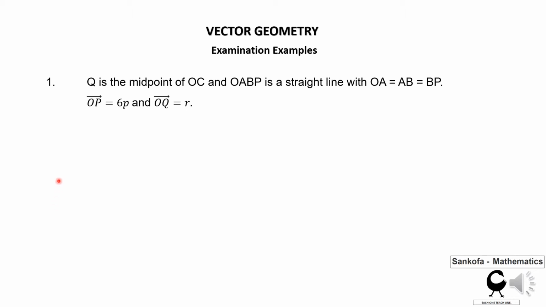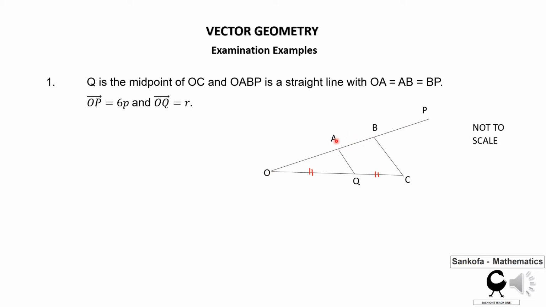They are saying that Q is the midpoint of this line OC here. So whatever OQ is, the distance Q to C has to be the same. So whatever this distance is, it has to be the same as that distance. And then they are also saying that OA, which is this here, and AB and BP, are all equal.